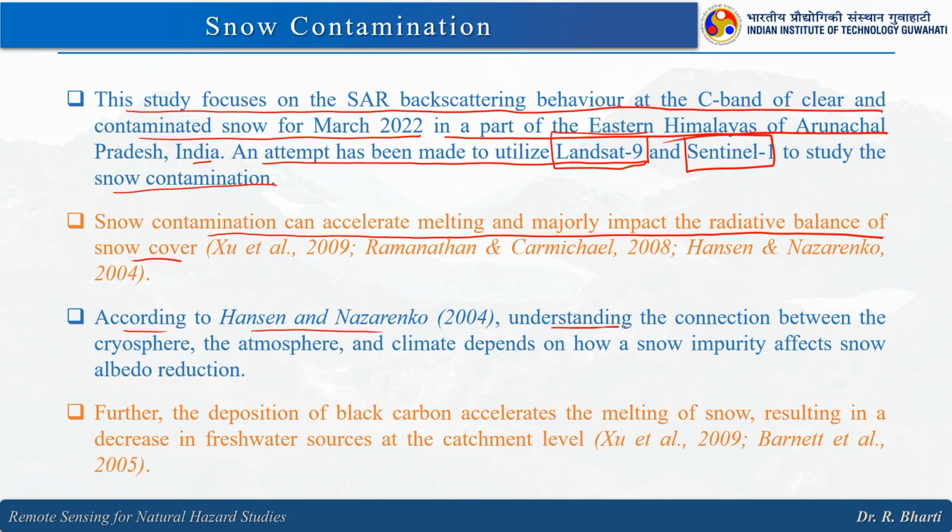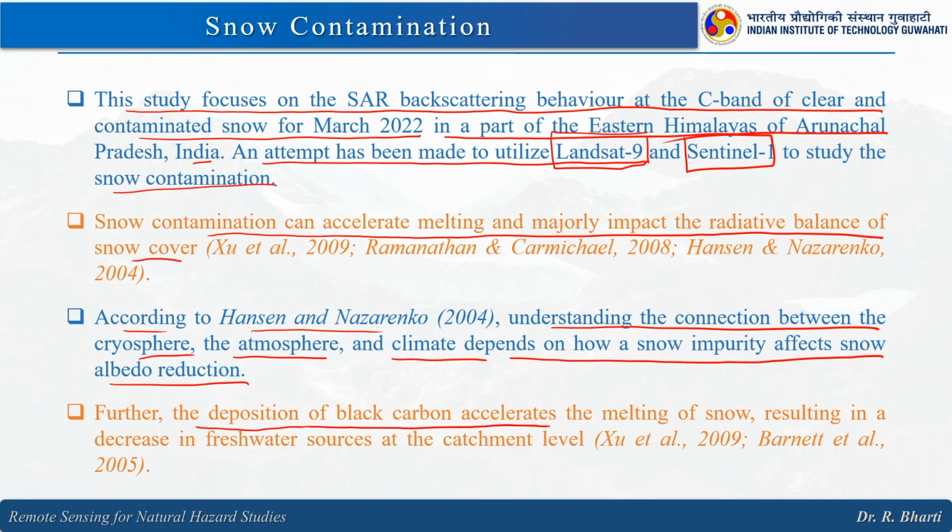According to them, understanding the connection between the cryosphere, the atmosphere and the climate depends on how snow impurity affects snow albedo reduction. Further, the deposition of black carbon accelerates the melting of the snow, because nowadays we have more pollution, and if there is wind circulation which brings the black carbon from the mainland to these higher altitudes, that will get mixed with the snow, and then we will have more impurities and contamination, resulting in a decrease in freshwater sources at the catchment level. Also, it will increase the melting.